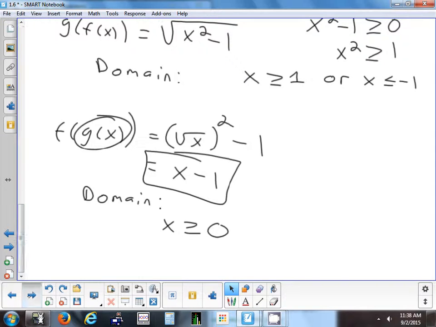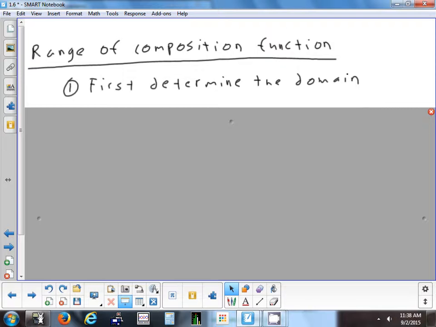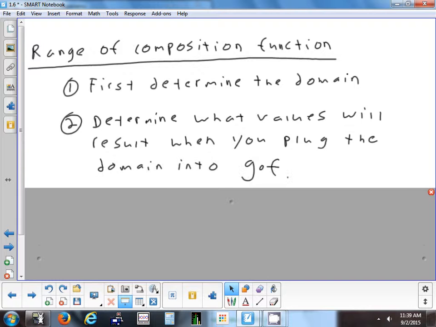All right. So if we can find the domain of a composition function, the range isn't really that much harder. The first step to finding the range is to find the domain. Figure out what that is. And then determine, when you plug those values in for the domain, what kind of answers do you get out? Sometimes a graph is helpful to look at here as well.